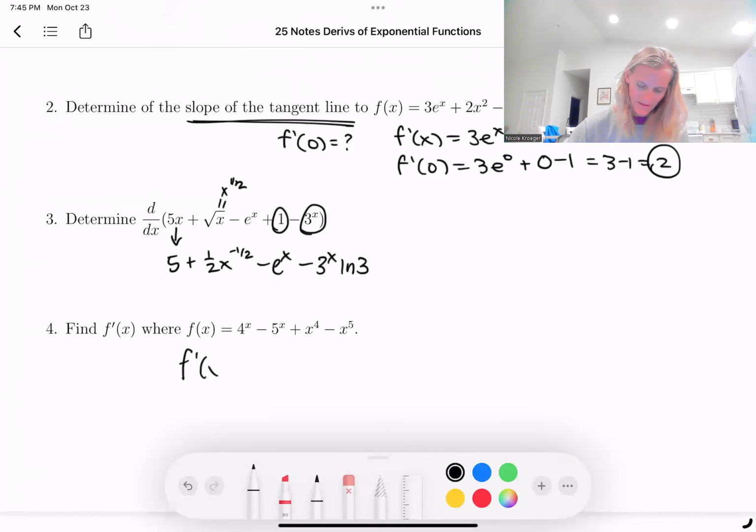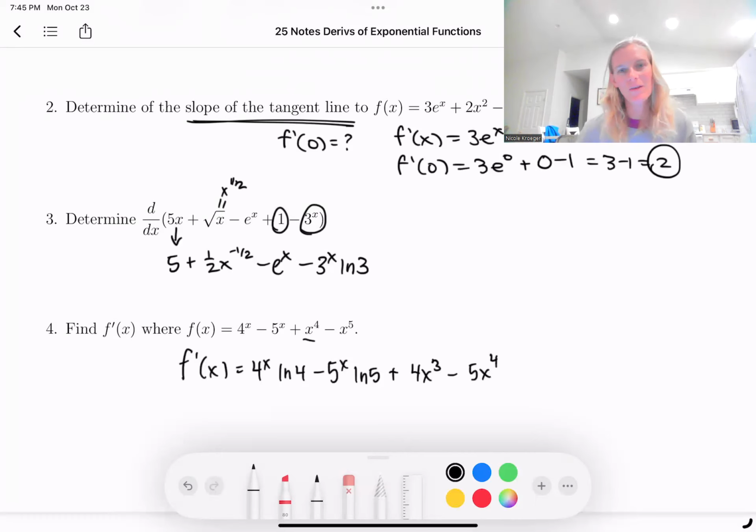And for this last problem, 4 to the x will become 4 to the x ln of 4. 5x becomes 5 to the x ln of 5. And then x to the 4th, that's where we do the power rule, 4x cubed. And then same, we get 5x to the 4th. So just be careful where the x is and where the number is, and you'll be good.